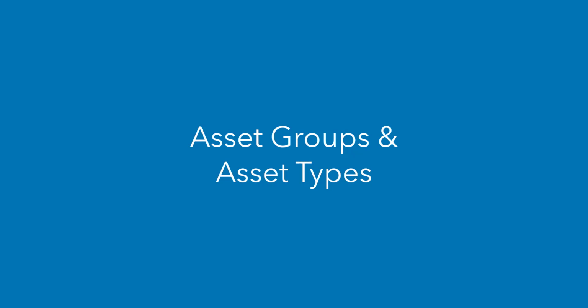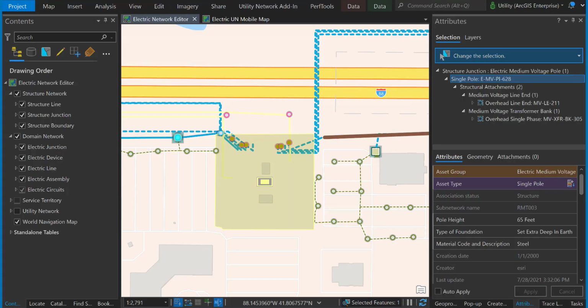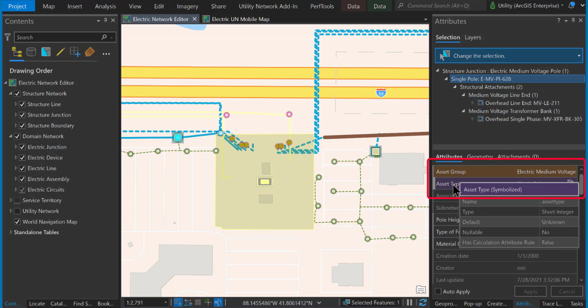Next, we'll talk about asset groups and asset types. You may be wondering, how do I show all of my assets using only 8 feature classes? So all of your network assets can be captured in one of the 8 feature layers, 3 in the structure network and 5 in the electric domain network. So all of these assets in the utility network get 2 mandatory attributes. One is the asset group, and the other is the asset type.